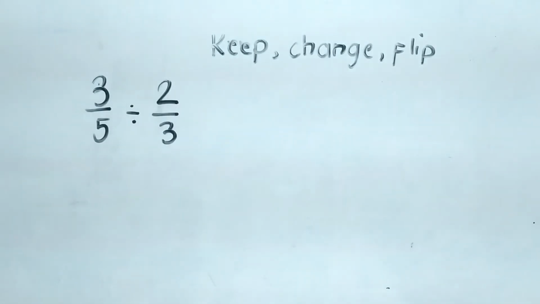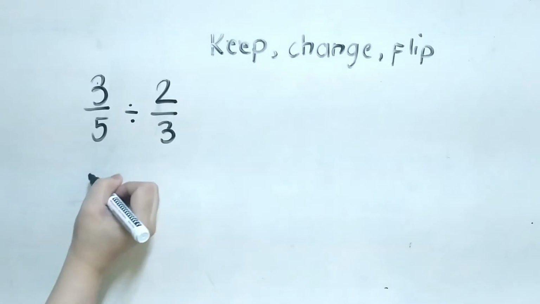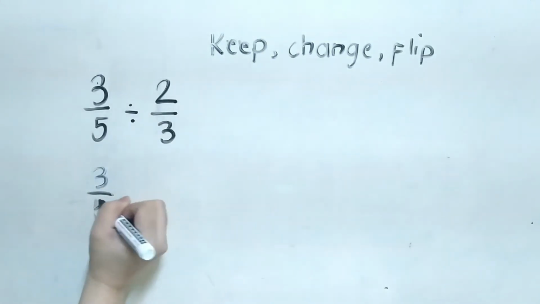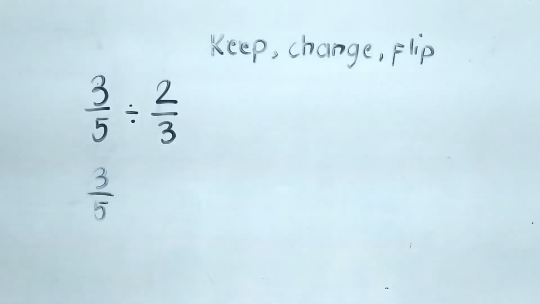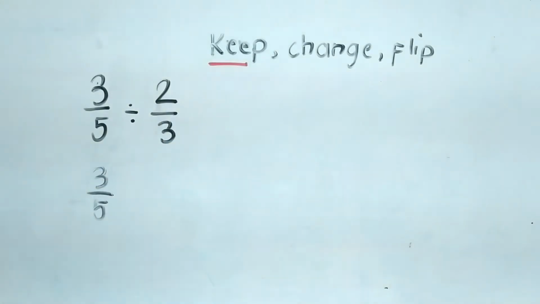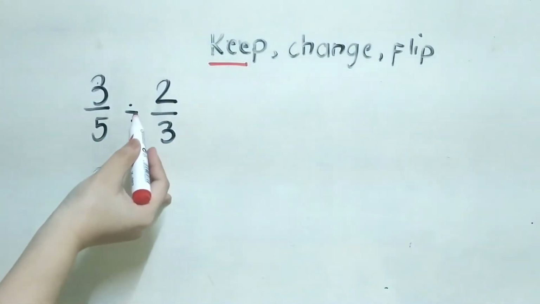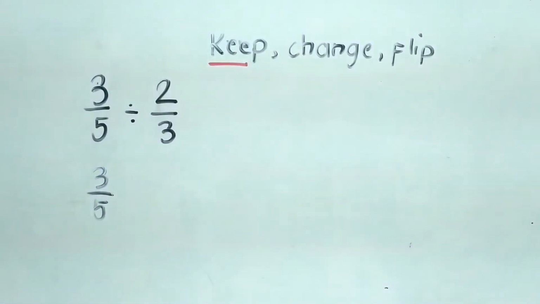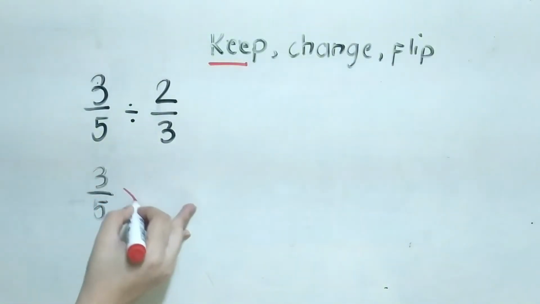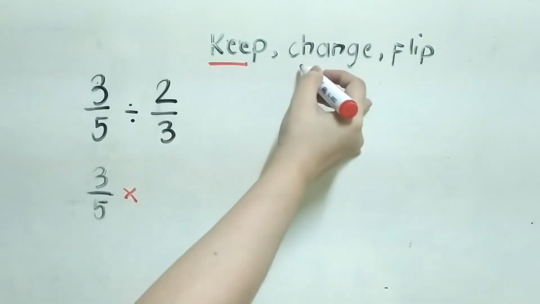So, unahin natin yung keep. So, lagi nating kokopyahin lang ang unang fraction, which is 3/5. And then, next is yung change. We're done in keep. Next is change. So, yung division na symbol, papalitan lang natin siya ng multiplication. So, tapos na tayo sa change.